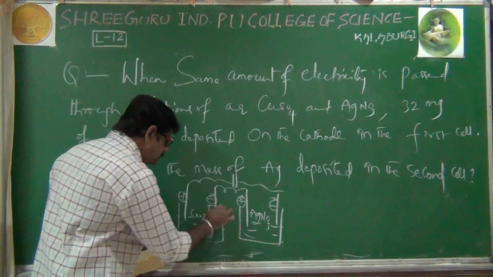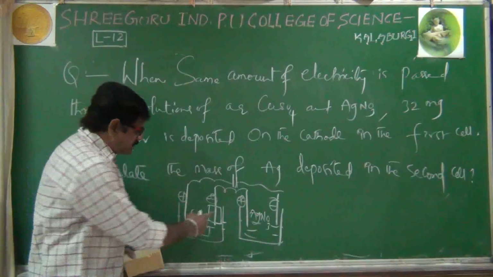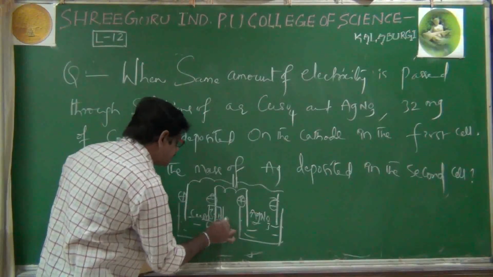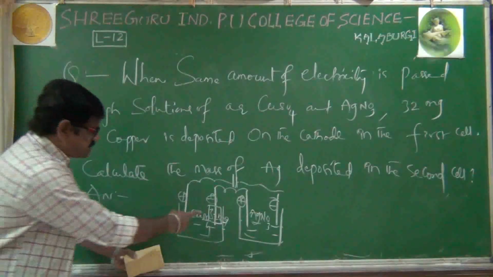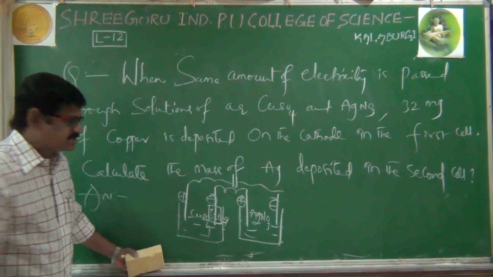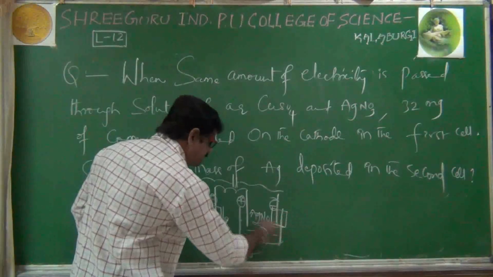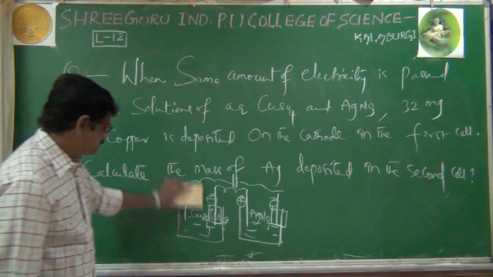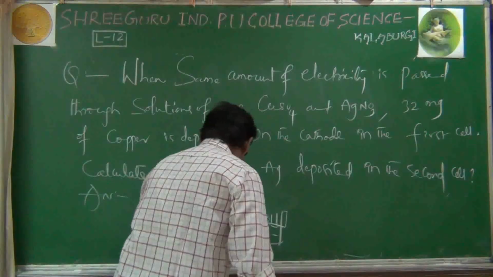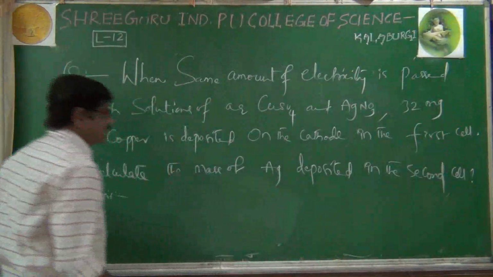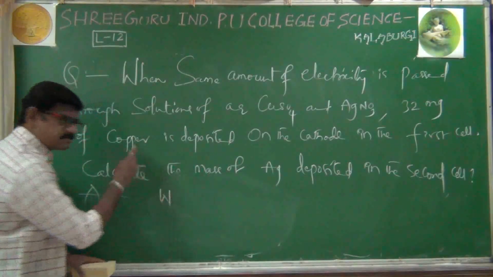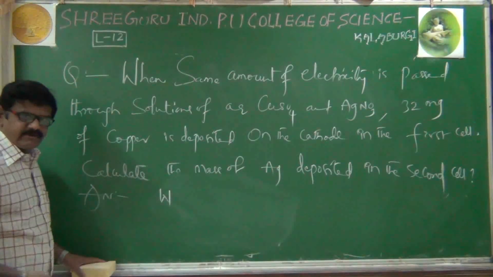At the cathode, of course, copper is deposited. How much copper is deposited? It is given as 32 milligrams. That is very important. 32 milligrams of copper is deposited here, and it asks how much silver is deposited in the second cell. That's it. Now we will calculate. We will first write the given data. W is nothing but mass, E is nothing but equivalent mass.